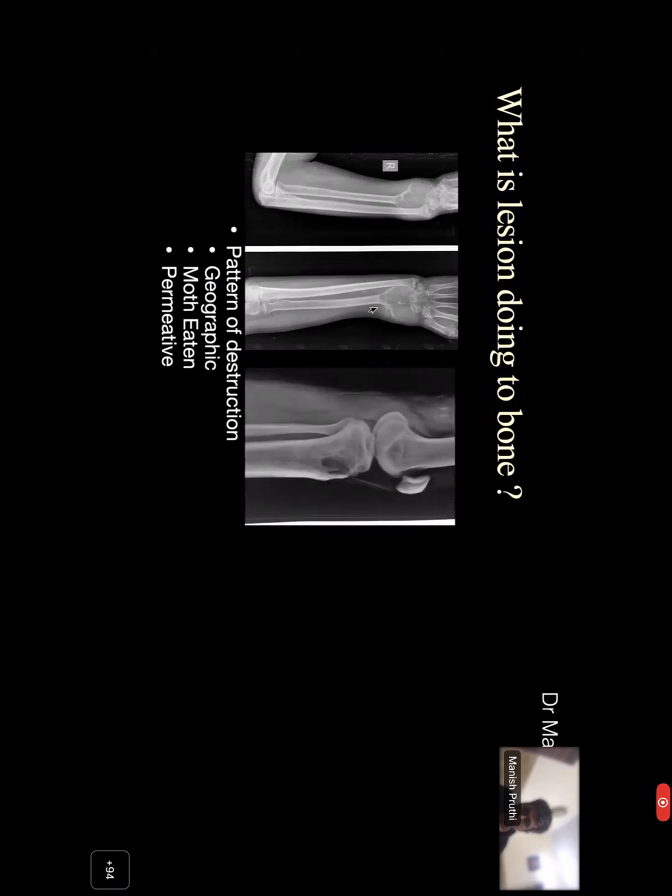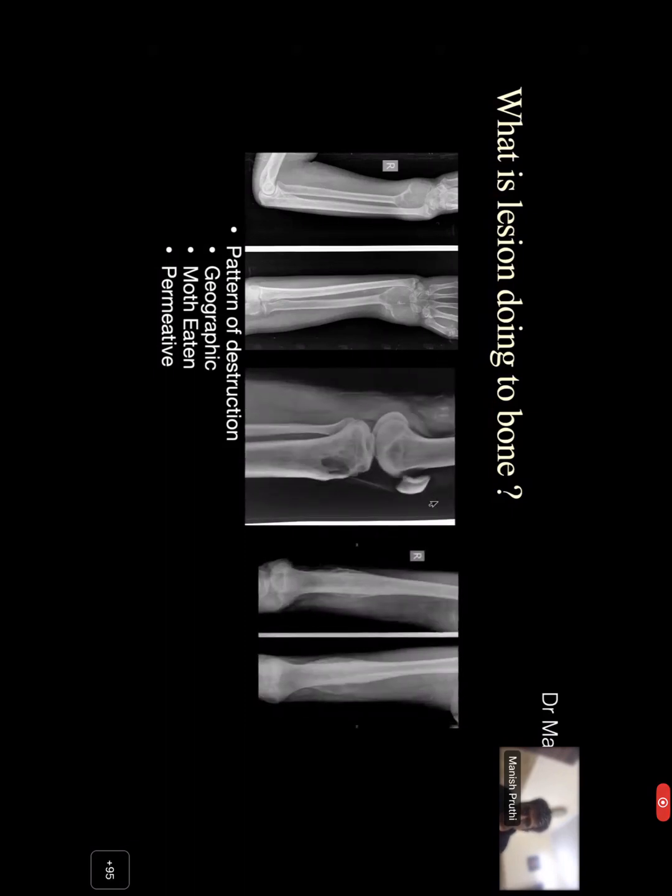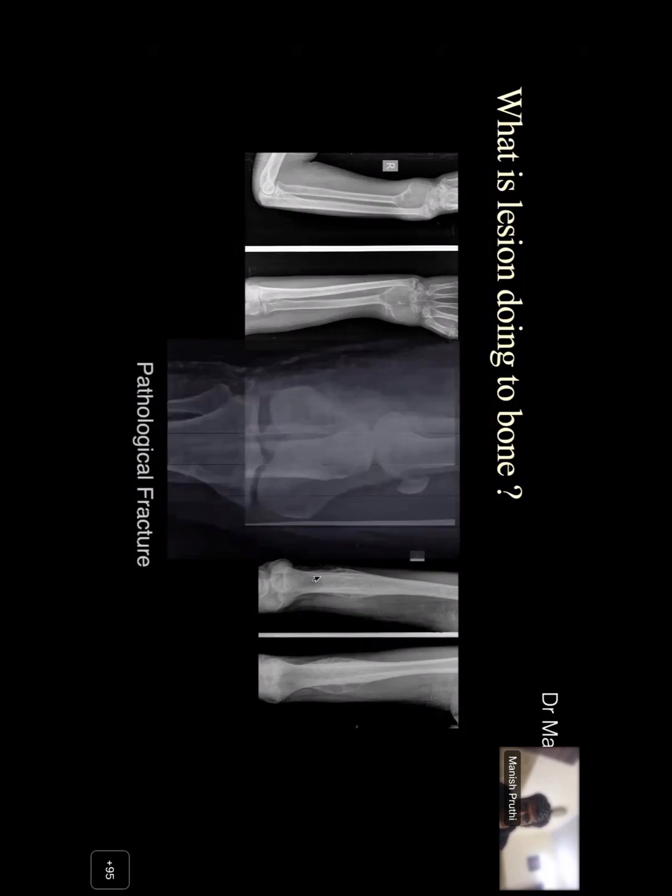The other 2 patterns are aggressive patterns. Moth-eaten, where there is a single big lesion and small radiolucencies around it, or permeation of bone. Both moth-eaten and permeative are suggestive of an aggressive or malignant bone pathology.